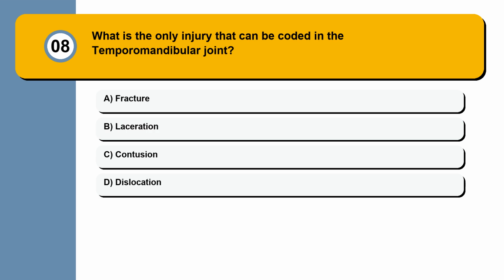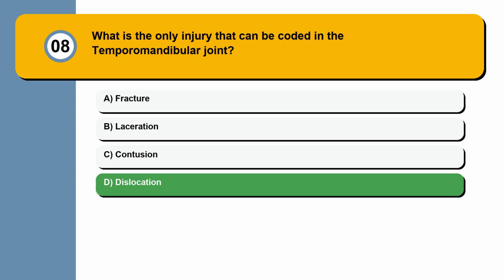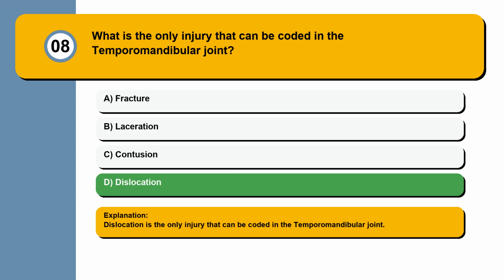Question 8. What is the only injury that can be coded in the temporomandibular joint? Fracture, laceration, contusion, dislocation. Dislocation is the only injury that can be coded in the temporomandibular joint.